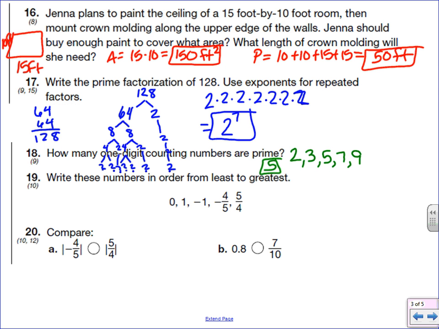Write these numbers in order from least to greatest. Well, we start with the most negative number. We have two negatives. This is -1 and then -4/5. Well, -1 is more negative. So we have -1, then -4/5, then 0. Then we have two positive numbers, 1 and 5/4. Well, 5/4 is more than 1 since it has an extra 1/4 on top of a whole. So then we have 1 and 5/4.